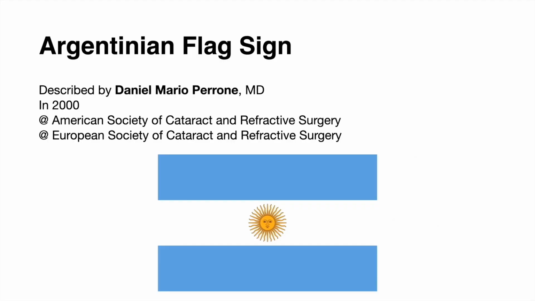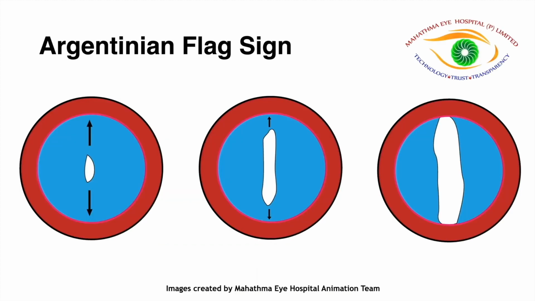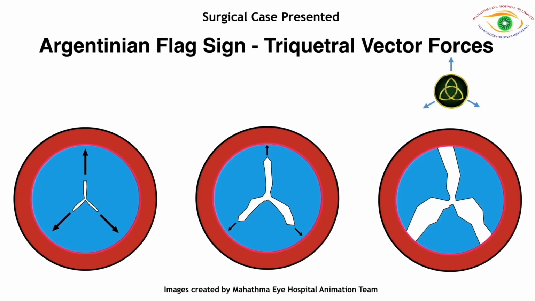This sign was first described by Daniel Mario Perón in 2000, where one can appreciate two vectoral forces acting opposite in direction radially once the nick is made with a cystitome, visually depicting an Argentinian flag sign. In the case for presentation, once the nick was made, not two but three vectoral forces, that is Triquetral forces, acted, causing three radial tears up to the equator.